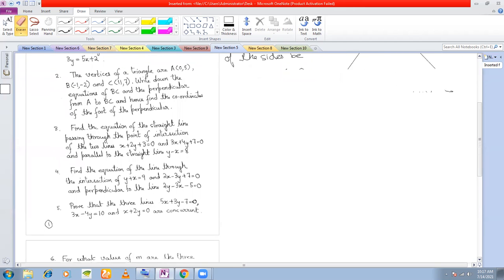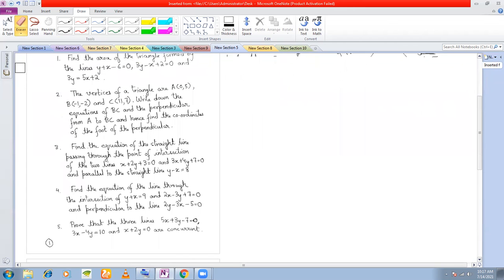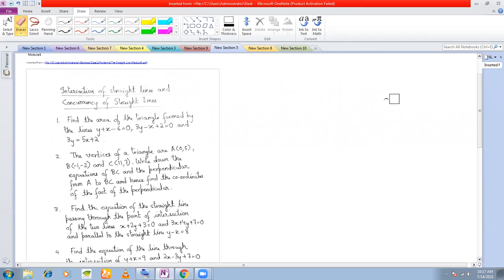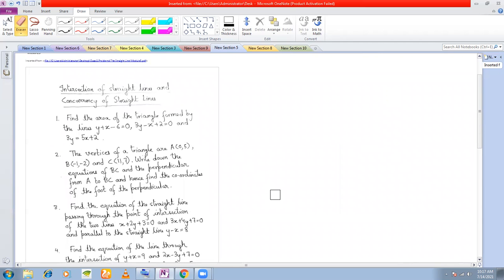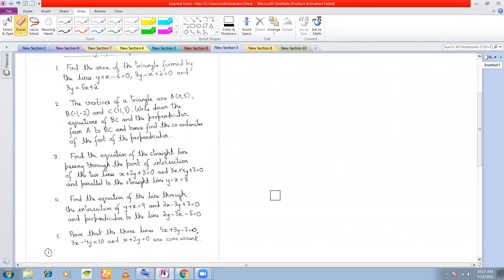Question number 2. The question states that A, B, and C are the vertices of a triangle. Write down the equation of BC and the perpendicular from A to BC, and hence the coordinates of the foot of the perpendicular. So what you do here is draw the triangle ABC and write down the coordinates. A is given to be (0, 5), B is (-1, -2), C is (11, 7). The question is to write down the equation of the perpendicular from A to BC.